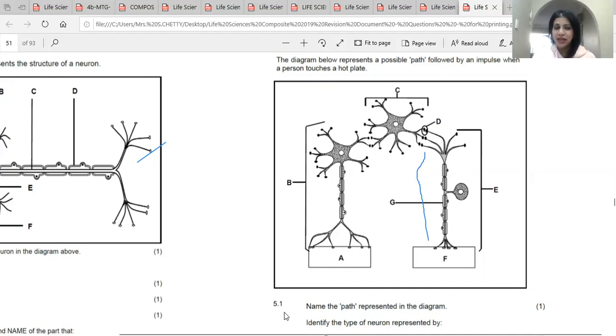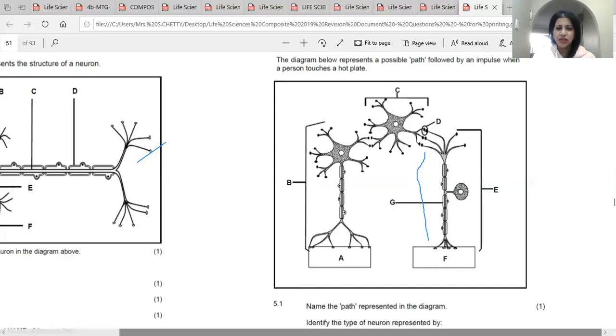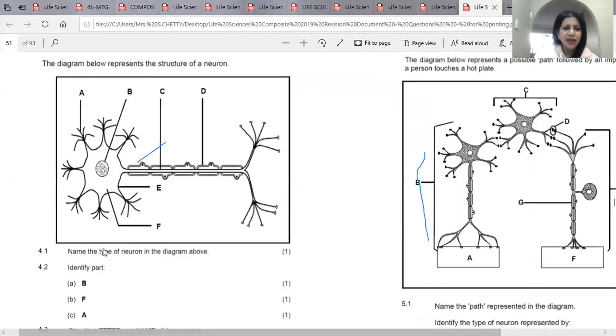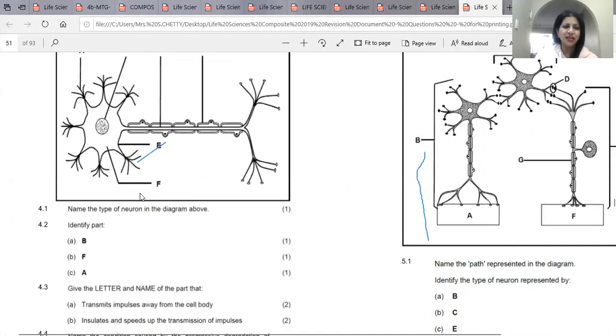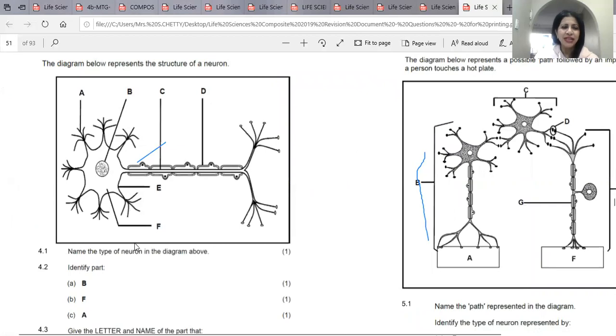But before I go there, let's go back to these questions and look at some of the answers that you could have put in for the questions on the left. So name the type of neuron here: motor neuron. How do you know? It was a star-shaped cell body, but generally they don't accept star-shaped cell bodies, so you would have said many short dendrites, or the cell body is at the end of the neuron. Identify B, F, and A. We've done that already. B, your nucleus. F, your cytoplasm. A, your dendrite.